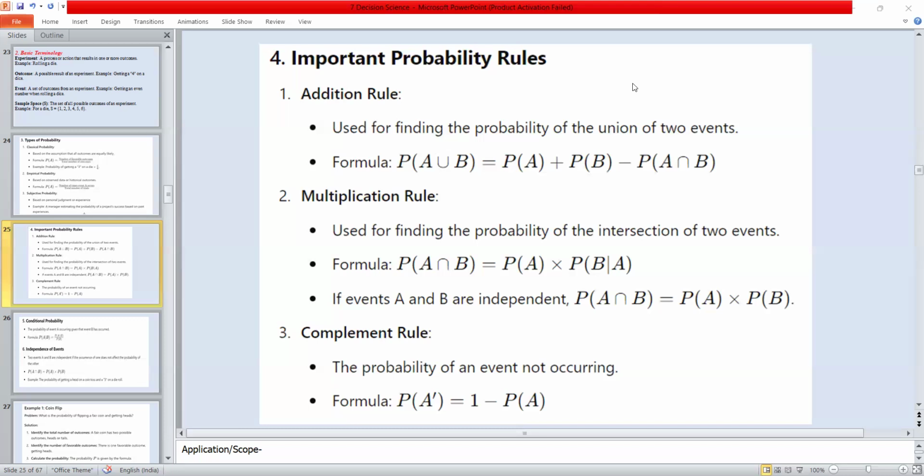Then the complement rule. The complement rule is used when you want the event which is not occurring. So probability of A is the probability of that event occurring, and if you want the probability of that event not occurring, the complementary probability, then we calculate it as 1 minus probability of A. Suppose the government is saying from their data that there are 60% chances of raining tomorrow. So the chance of not raining is 100% minus 60%, that is 40%. So that 40% is the complement rule.